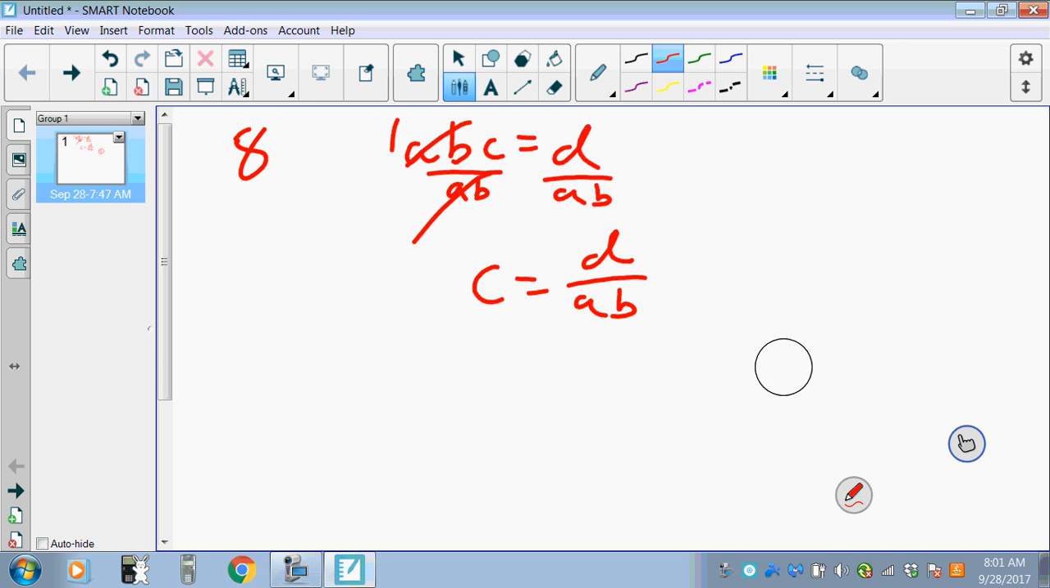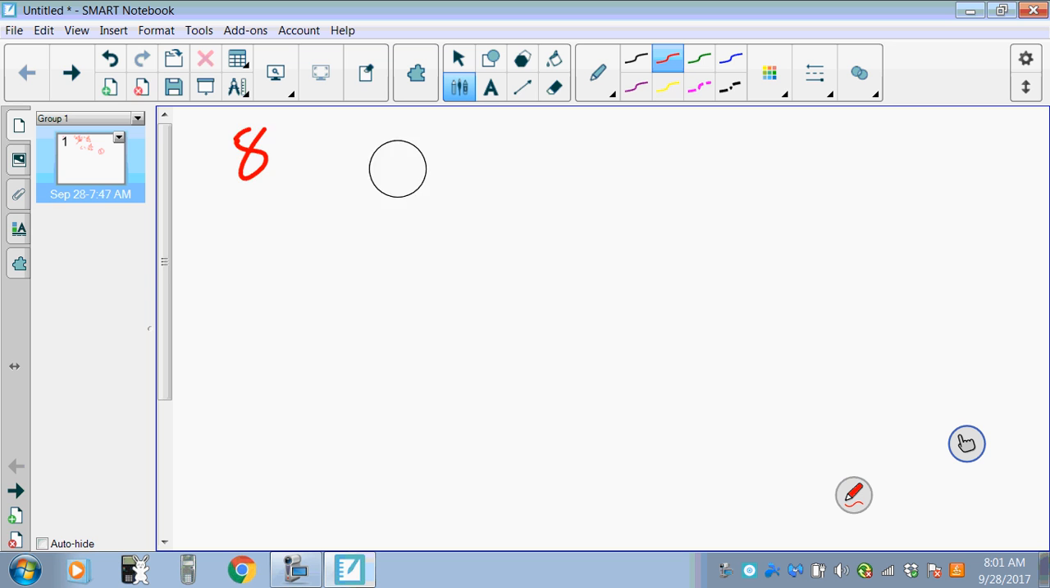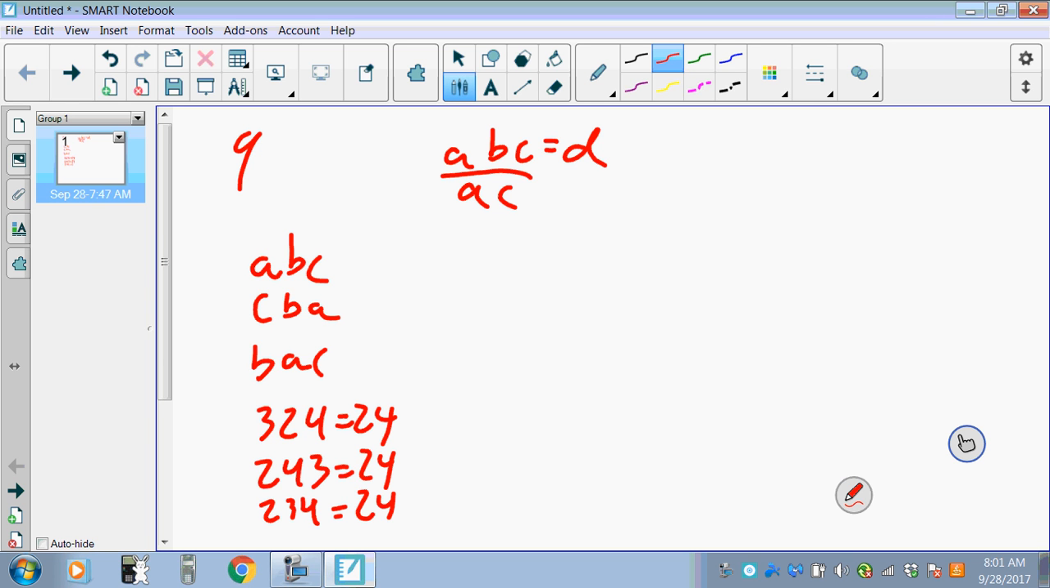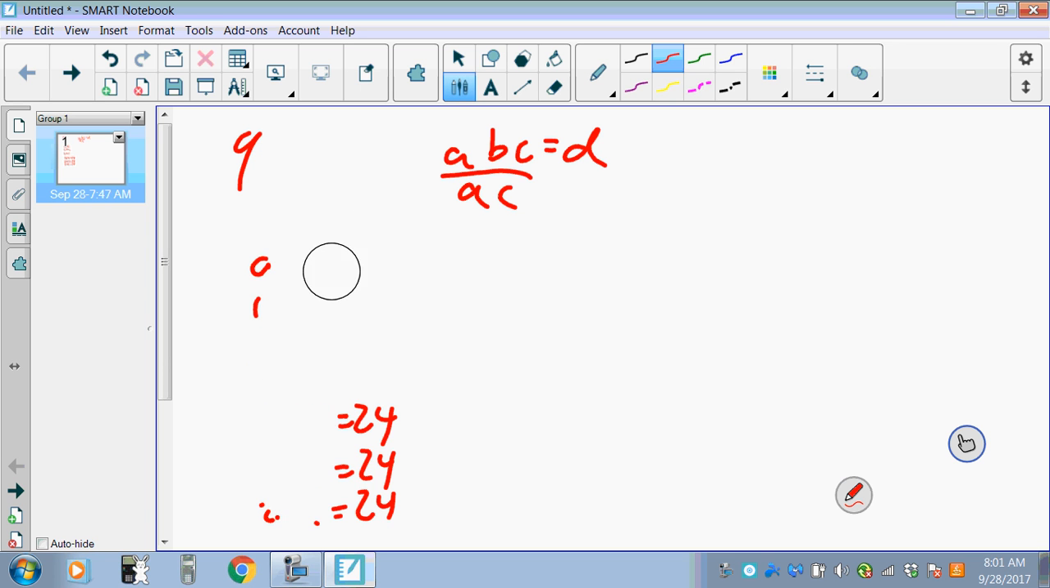Okay? All right. Number 9. Same problem. abc is equal to d, and they want you to solve for b. Again, remember the associative property: abc, cba, bac, all these, when you multiply them, will all equal the same number. Remember, multiplication doesn't care about order. 3 times 2 times 4, 2 times 4 times 3, 2 times 3 times 4 are all 24, okay? So again, multiplication does not care about the order of your numbers.